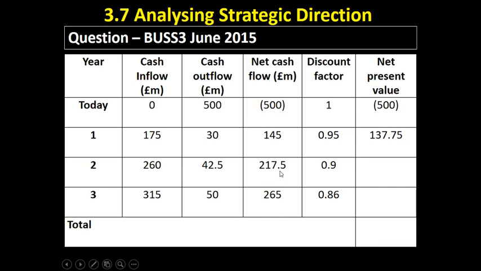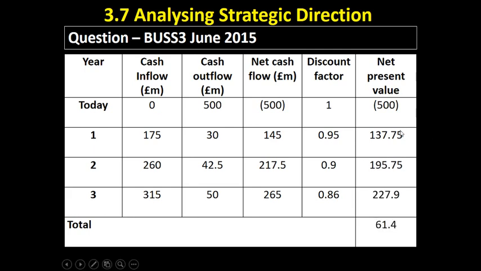So in year 2 we're going to get 217.5 million, but that's only worth 90% in 2 years' time of what 217.5 million would be worth today. So it's actually worth less, and you can calculate that. Again, 265 million in 3 years' time sounds good, but it's only worth 86% of what it would be today. When you've got those, you can total the figures up. You might want to pause the video and do so now.